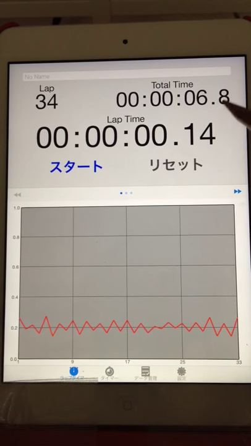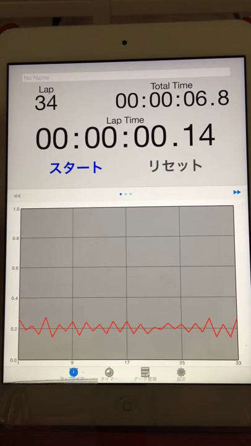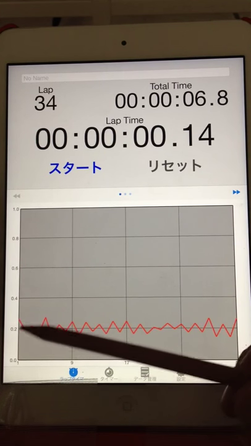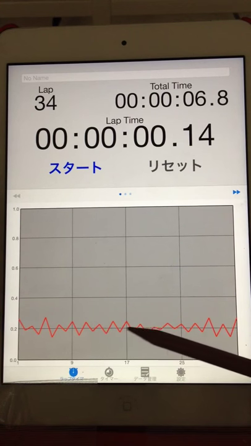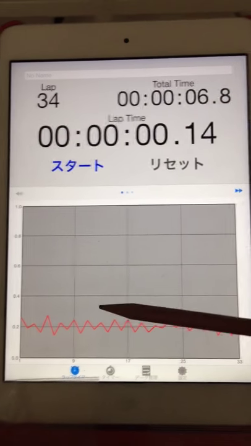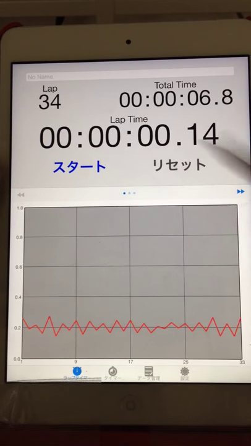Today 6.8 seconds divided by 3-4 laps, multiplied to equal just 0.4 seconds. So the half tempo is 0.2 seconds. Strongest bounce this.